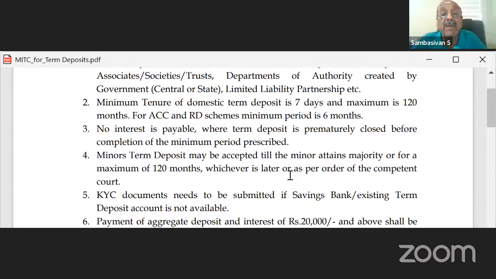Minor's term deposit may be accepted till the minor attains majority or for a maximum of 120 months, whichever is later, or as per order of the competent court. That means if a deposit is opened in the name of a minor with 3 years age, it can be opened for 15 or 16 years because till he attains majority at 18 years, in his 18th year of age.